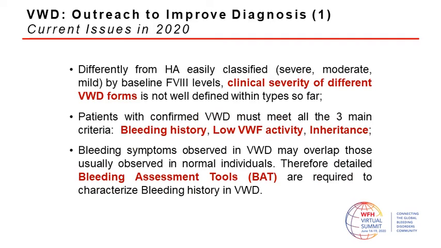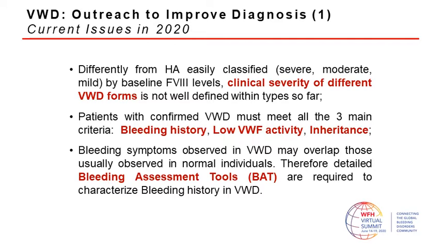Next slide. Another important current issue that we have to face in 2020 is that, differently from hemophilia A, easily classified as severe, moderate, and mild by baseline factor VIII level, the clinical severity of different VWD forms is not well established within types so far. And in order to have a correct and confirmed VWD diagnosis, every patient should meet the three main criteria: bleeding history, low von Willebrand factor activity, and inheritance.